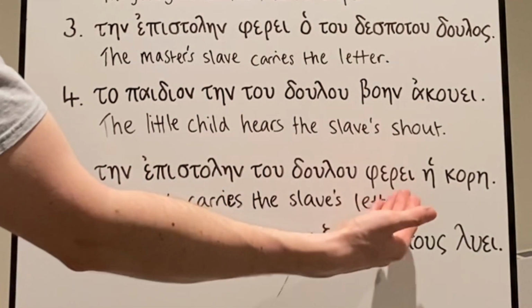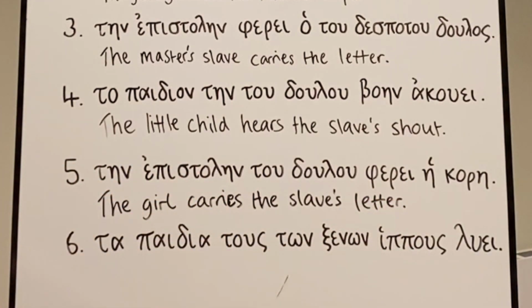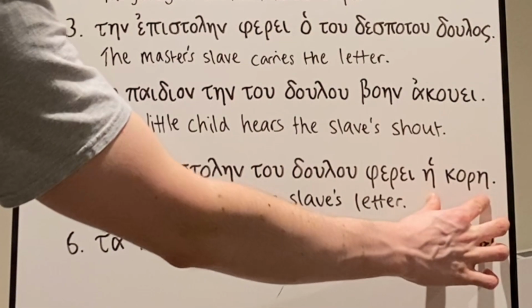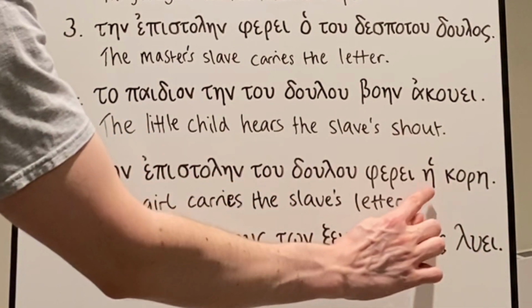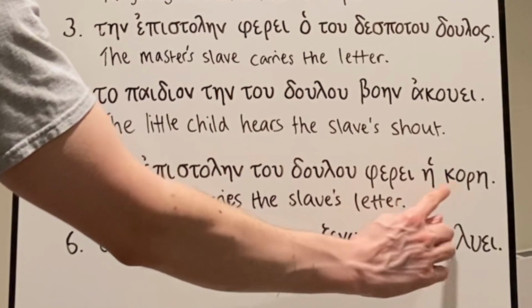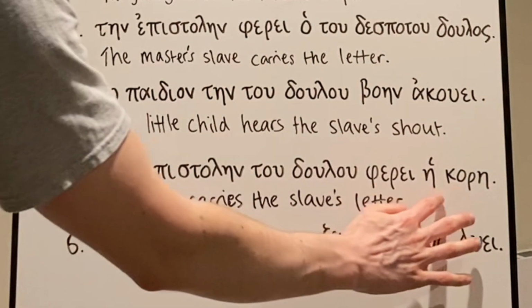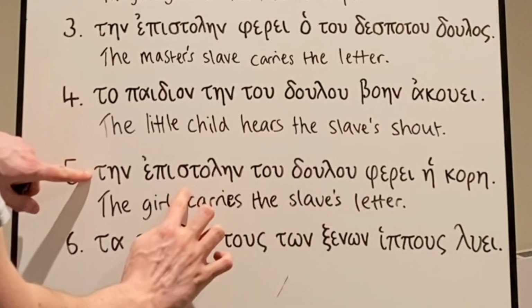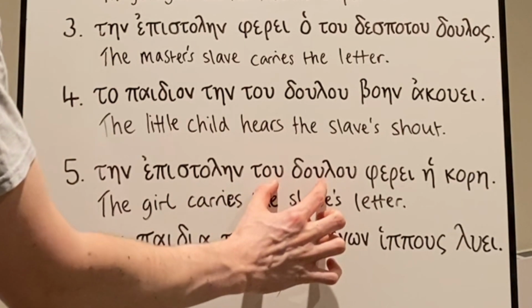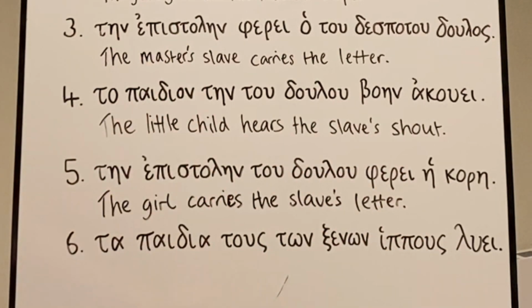Then we've got the verb pherei, which means he, she, it carries. Then right at the end, we've got he kore, and since we know he is feminine nominative singular, we know that the girl, the kore, must be the subject. So she is the one that's doing the carrying. And so we translate this as the girl carries the letter of the slave, literally, but then we reword that into nicer English as the girl carries the slave's letter, or is carrying the slave's letter.